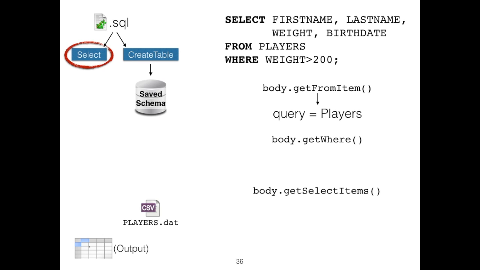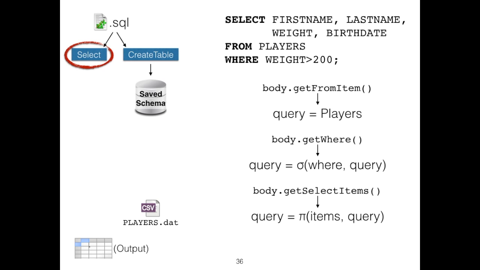Now, moving along, I'll eventually encounter a where operator. In this case, the weight is greater than 200. If there is no where clause, this will return null. If there is a where clause, apply a selection to whatever you had before.